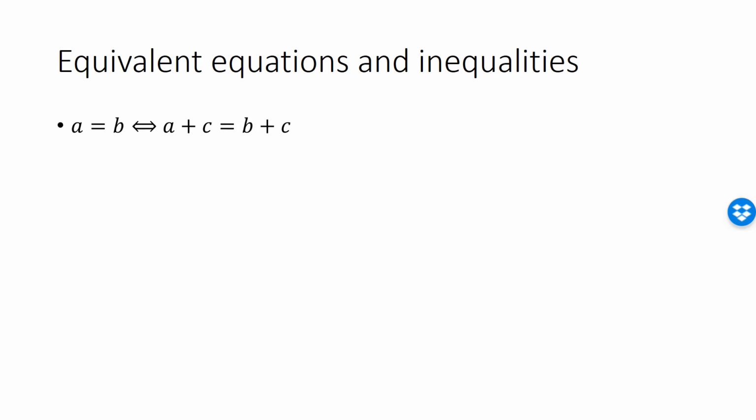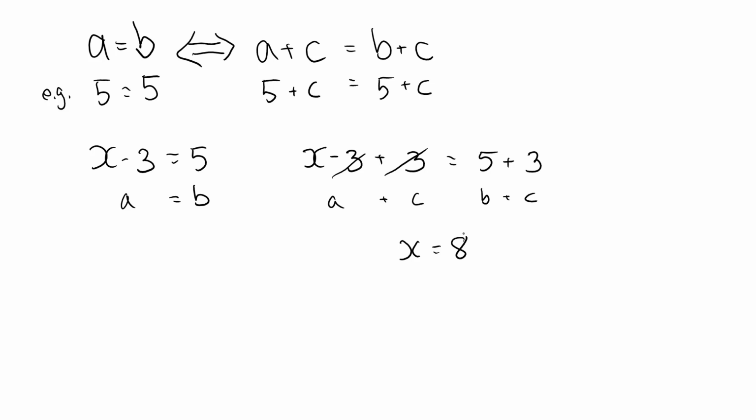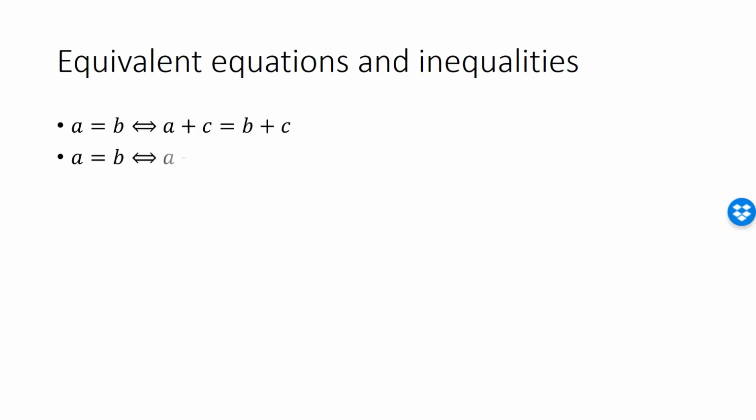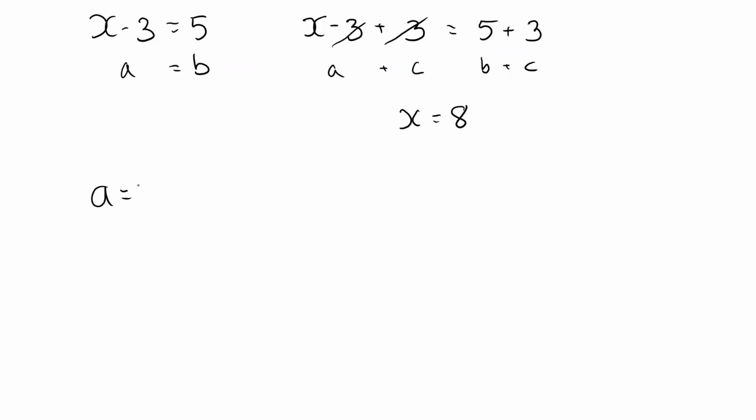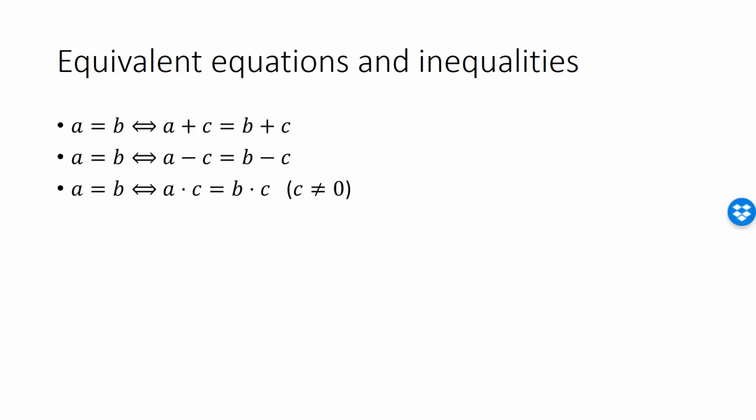For example, to solve the equation x minus 3 is equal to 5, we add 3 to both sides, giving us the solution x is equal to 8. Similarly, you can subtract any number from both sides of an equation. This follows from the previous result, since subtracting C is the same thing as adding the additive inverse of C, or minus C. Multiplying both sides of an equation by the same number will also create an equivalent equation, as long as you do not multiply by 0.